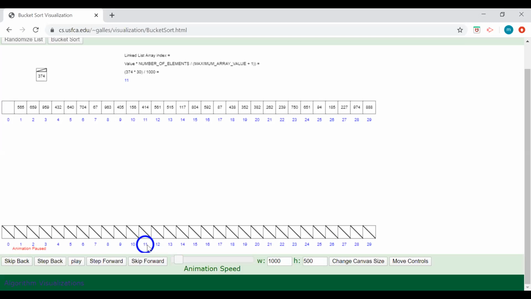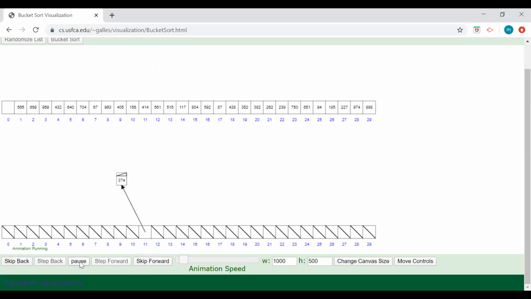Which index to put it in is equal to the value 374 times the number of elements, which is 30. There are 30 elements. It says it here: 374 times 30 divided by the maximum array value plus 1, so divided by 1,000. You might see it sometimes without that plus 1, but it's usually plus 1. That gives me which index to put it into. And then we'll continue. So it puts it in here in the list.